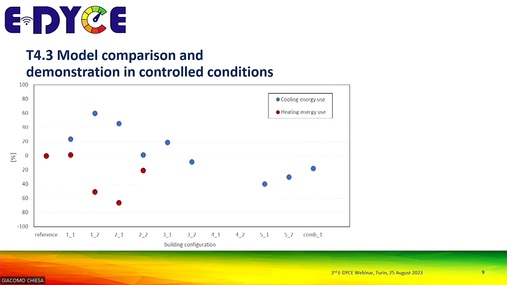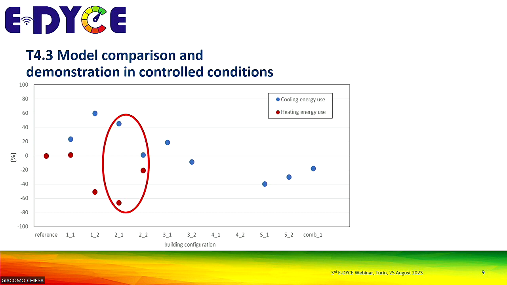We also obtained similar results when we moved from the thermal free floating to the active cooling use in heating, which are the red bullets, and cooling, the blue bullets. Again, here we reported the relative variation in percentage. This is the base case, the reference, and then the variation according to the different measures. We have very scattered results that depend on the mode of input.